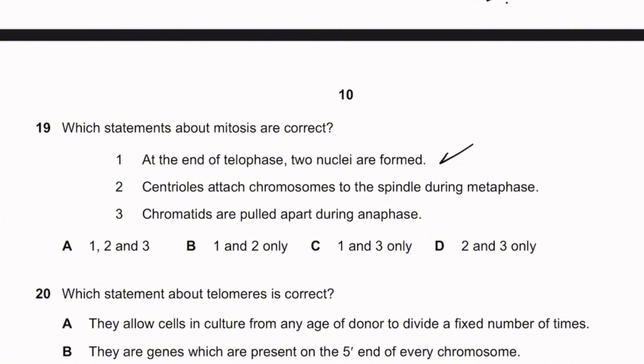Centrioles are organelles that form part of centrosomes, which are basically organelles that synthesize the microtubules and act as the microtubule organizing center, which are going to act as the spindle fibers. I hope this makes sense. So no, they're not the ones that attach the spindle to the chromosomes. That's wrong. Okay. Chromatids are pulled apart during anaphase. That is true. Okay, so 1 and 3 only is C.